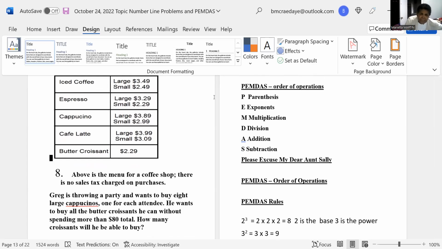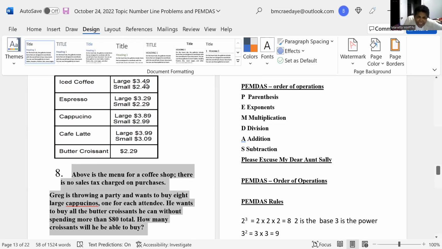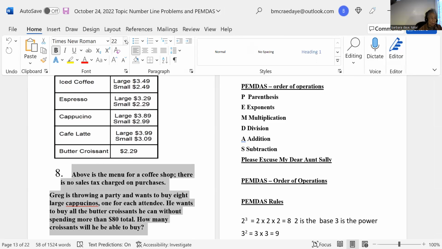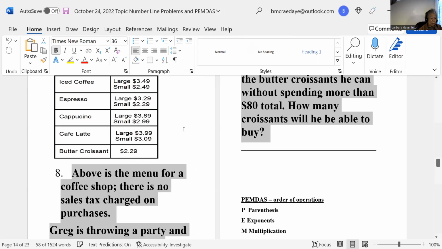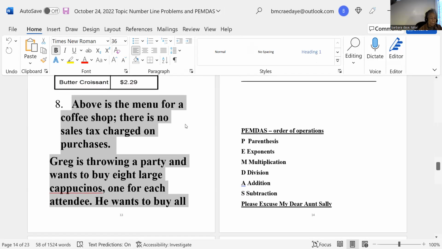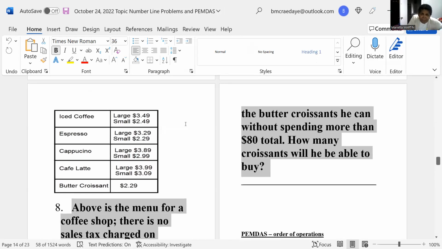Where is it? I can't even see it. What part can't you see? The bottom there? You mean the question? Yeah. Okay, let me make it bigger. Okay, now I can see.